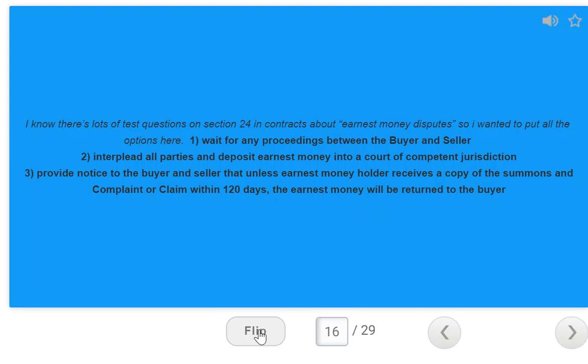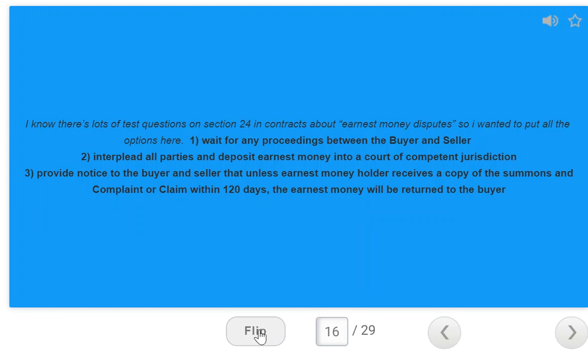The second option is to interplead all parties and deposit earnest money into a court of competent jurisdiction. So if the mediation fails and one party files a lawsuit, the title company will give the earnest money to the judge to give it to whoever the judge says wins.